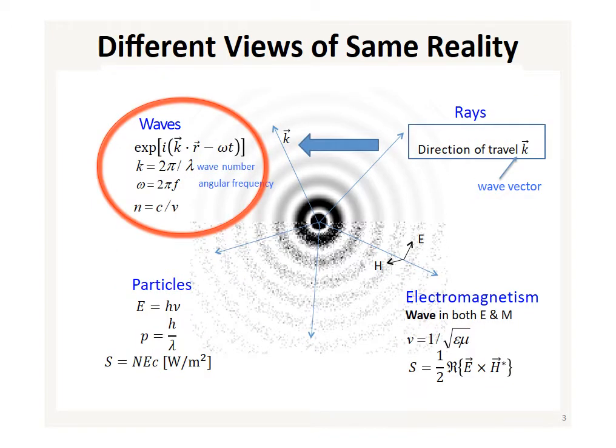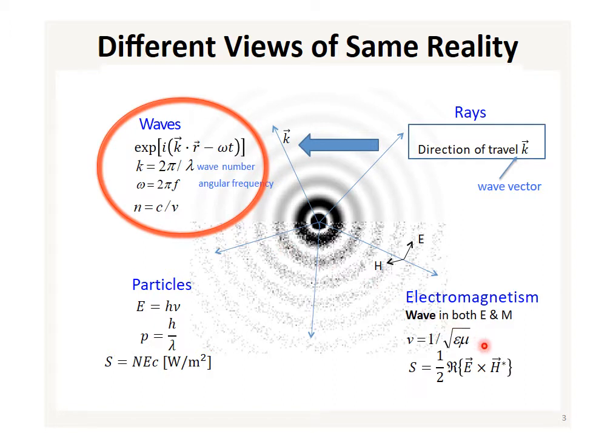In this slide, you can see how our theory, which has started with geometrical optics, has become gradually more complete. So rays only include the information about the direction of travel. When we look at the wave theory of light, not only do we have the direction of travel, but we also need to take into account the wave number and angular frequency. We also need to look at the speed of light and the change of the wavelength once it's inside materials.